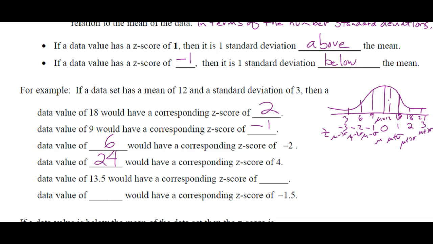Which one? 0.5 or 1.5? Sorry? 1.5, right? Okay, so what's 12? 12 has 0, 15 has 1. All right. Okay, so 0.5. And what would have a z-score of minus 1.5? So I think we're in here. 6, 9, 7.5, right?